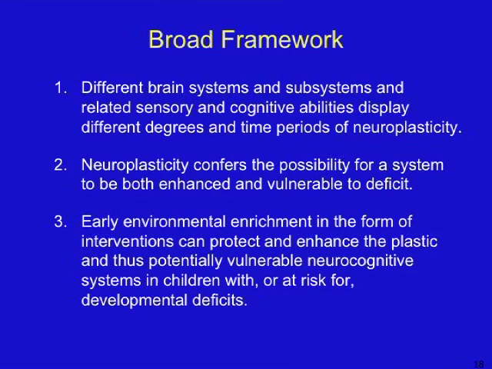So I'll be talking about a lot of different populations, like deaf people, blind people, language-impaired people, typically developing children, and so forth. You might think, how is all this integrated? Well, it is under this framework. By studying these different populations, we've observed that different brain systems and subsystems, and the functions that they mediate, display very different degrees and time periods of neuroplasticity. So there isn't one critical period by any means. There isn't even one within vision or language or attention. And I'm going to show you evidence that neuroplasticity confers the possibility for a system both to be enhanced or to be vulnerable to deficit. If the right input isn't present, the same modifiable systems will show deficit.